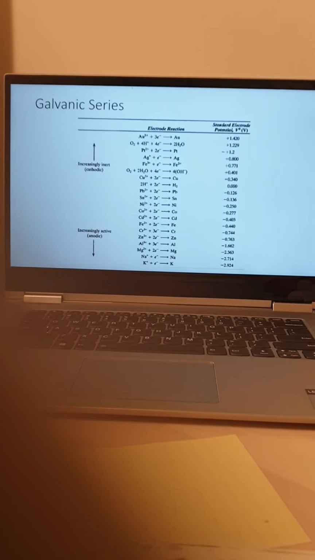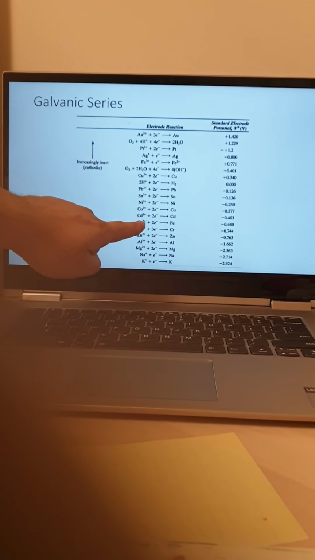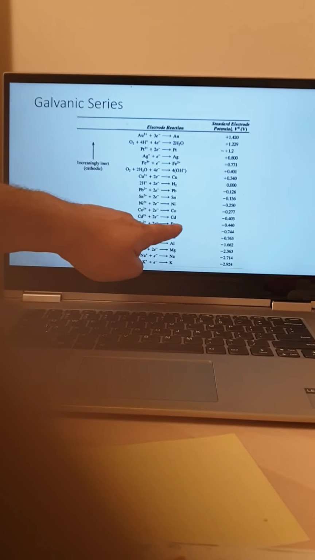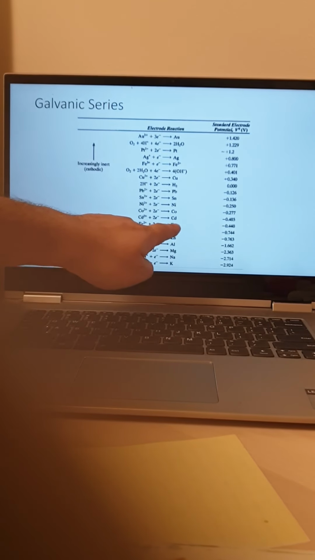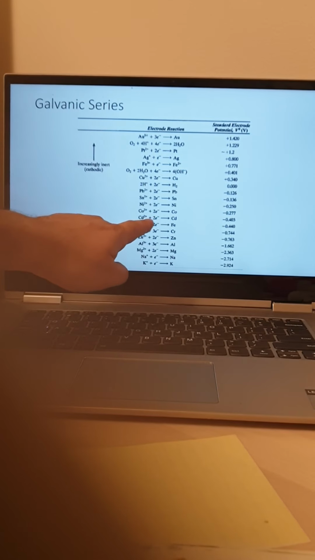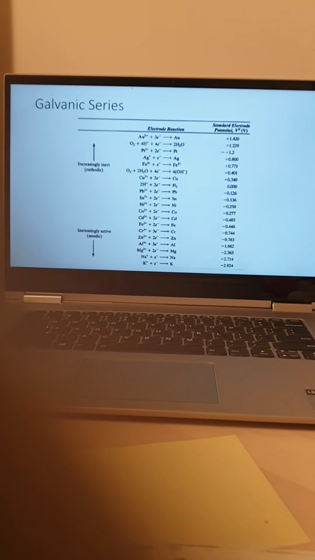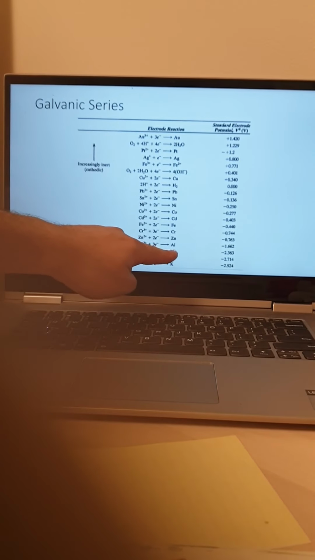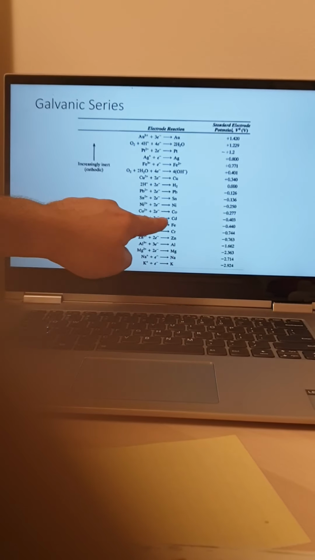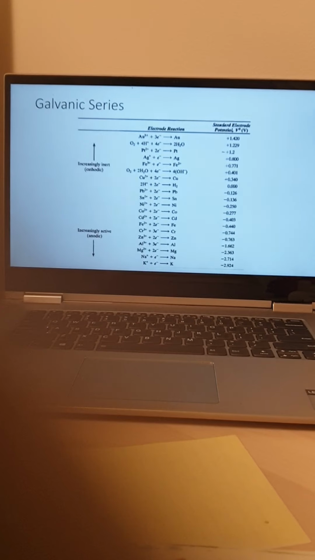This is the galvanic series. As we said, for example, if we have iron, this is the reduction reaction, but for the anodic one, the oxidation is iron going to iron 2 plus ions. If this iron is coupled with magnesium, then the magnesium will corrode, so it will be magnesium going to magnesium 2 plus, and the iron will remain as iron metal.